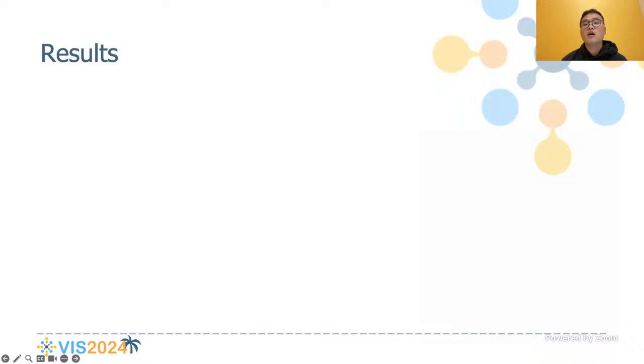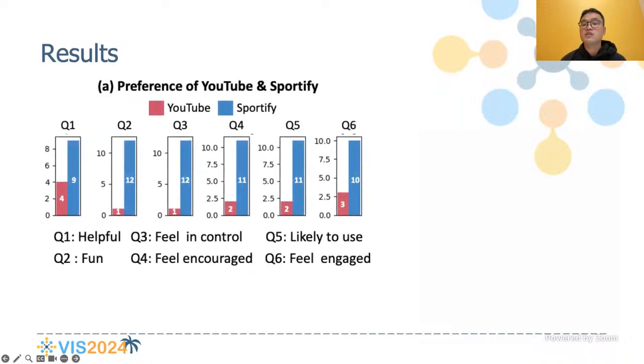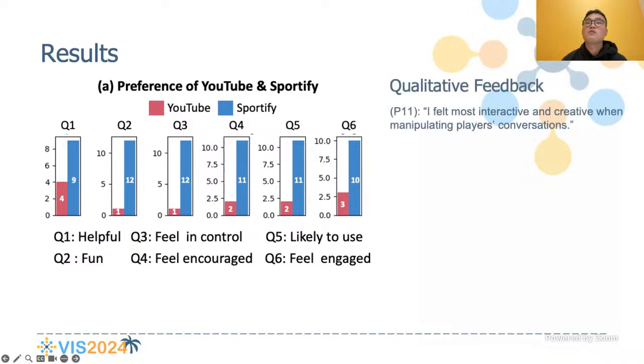Lastly, we compared our tool to existing strategy explanation videos on YouTube. Sportify has a higher rating than existing strategy explanation videos. So it enhances accessibility and in-depth analysis, and motivates users to engage more deeply with the strategies. We found that participants liked its ability to generate an infinite number of contents based on their questions. Also, one participant says that I felt most interactive and creative when manipulating the player's conversation like this.